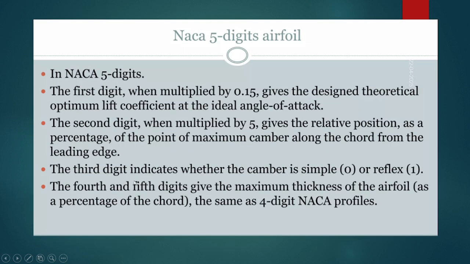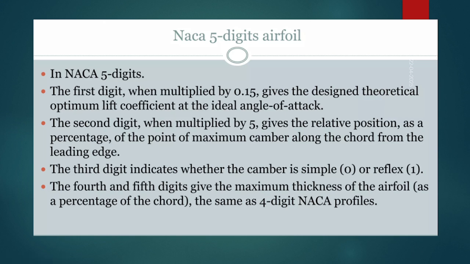Next, when it comes to the 5 digit airfoil, the first digit when multiplied by 0.15 gives the designed theoretical optimum lift coefficient at ideal angle of attack. When we multiply the first digit with 0.15, it will give the theoretical optimum lift coefficient, the value of lift required at an ideal angle of attack.